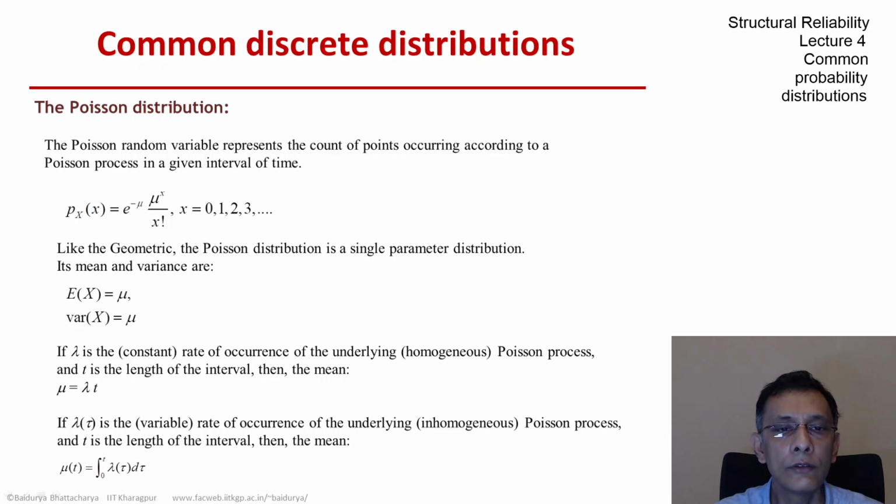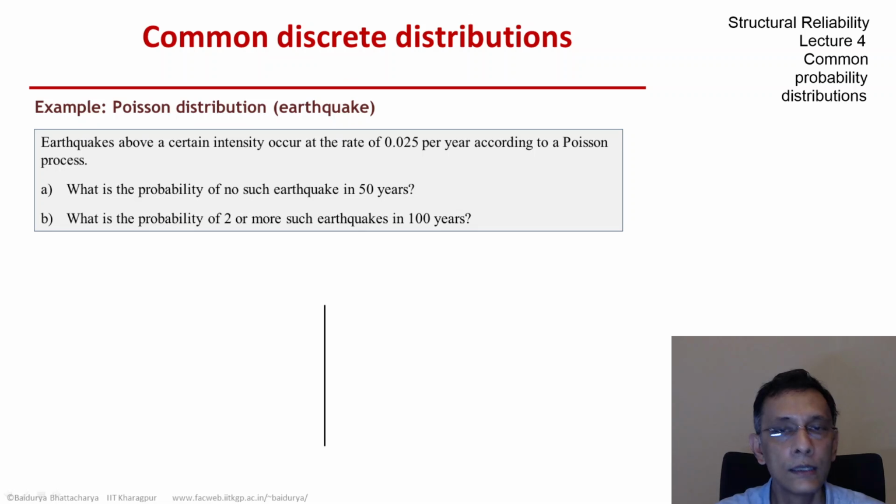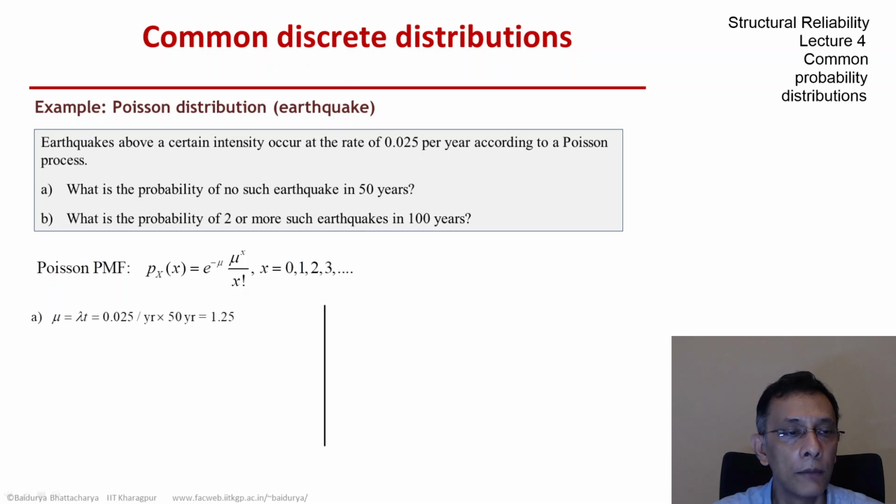Now, let's solve a couple of examples. The first one is a direct application of the Poisson PMF of an earthquake process occurring on time with a constant rate. That rate is 0.025 per year. So we need to answer the probability of no earthquake occurring in a certain duration and 2 or more earthquakes occurring in another duration. So this is my Poisson PMF. We need to find mu. Mu depends on time, on the length of the interval.